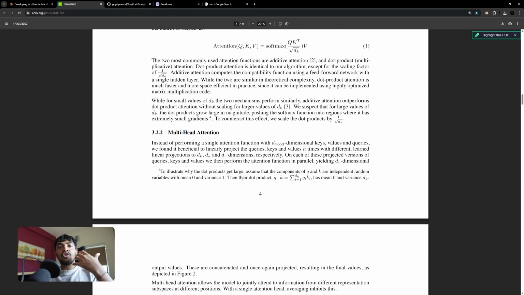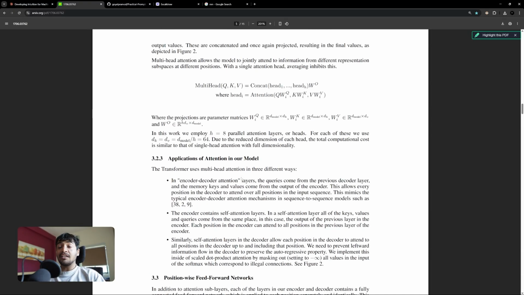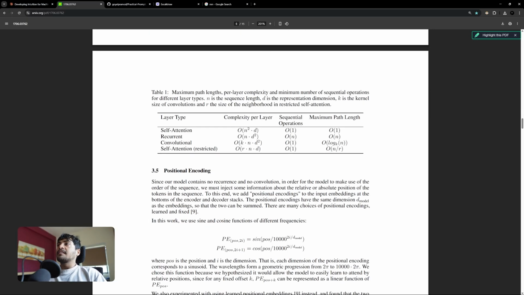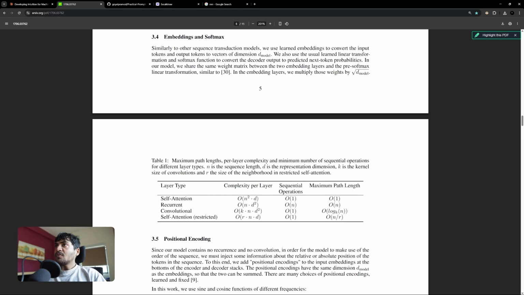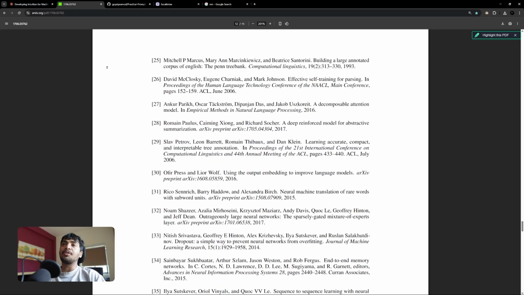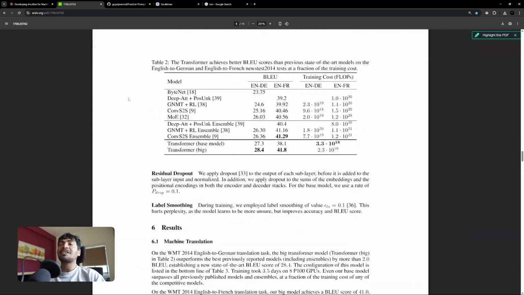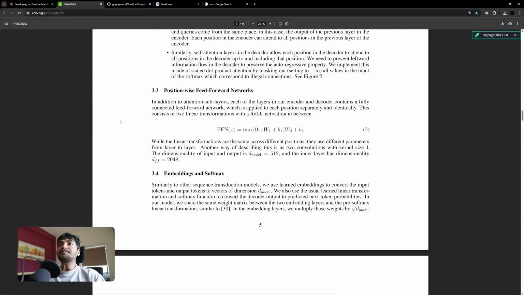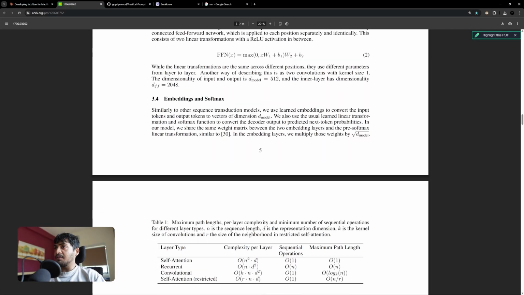Again, I've talked more about this in my previous video that you can check out. Yes, and in our model, we share the same weight matrix between the two embedding layers and the pre-softmax linear transformation, similar to this paper mentioned over here. So you can check it out if you want to do that. I won't be doing that in this video. And where were we? Yes.